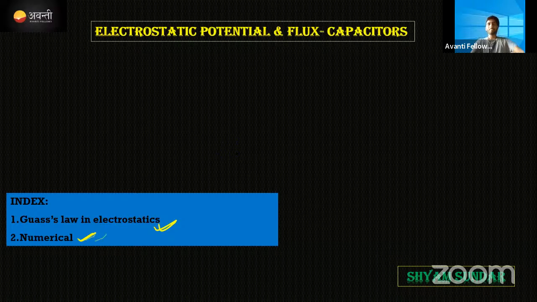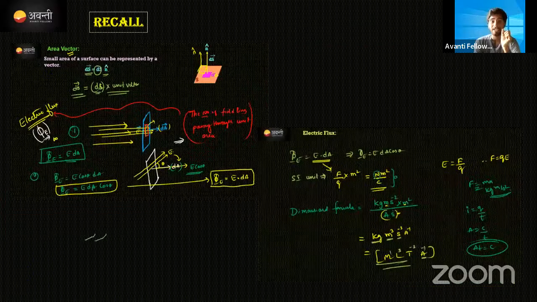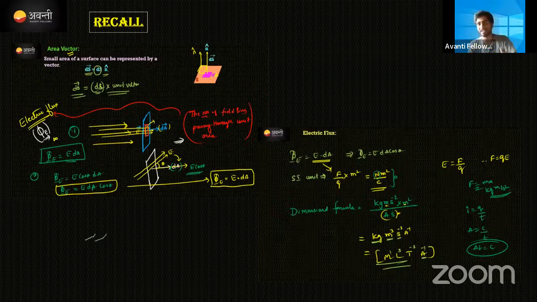Before that, let us take a quick recap of what we discussed in the previous class. Quickly, we take the recap right now. In the last class we discussed the electric flux. Before that, we started with the area vector. What is an area vector actually? If you consider any small area, it has a particular direction, correct? That particular direction shown by that area is called the area vector.